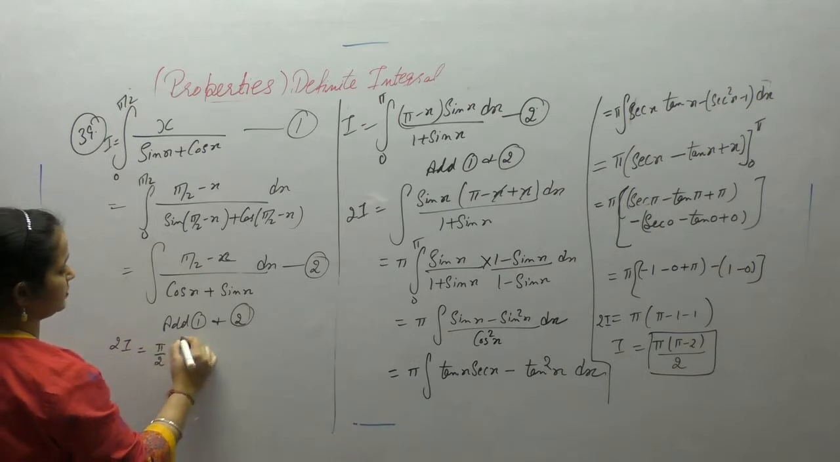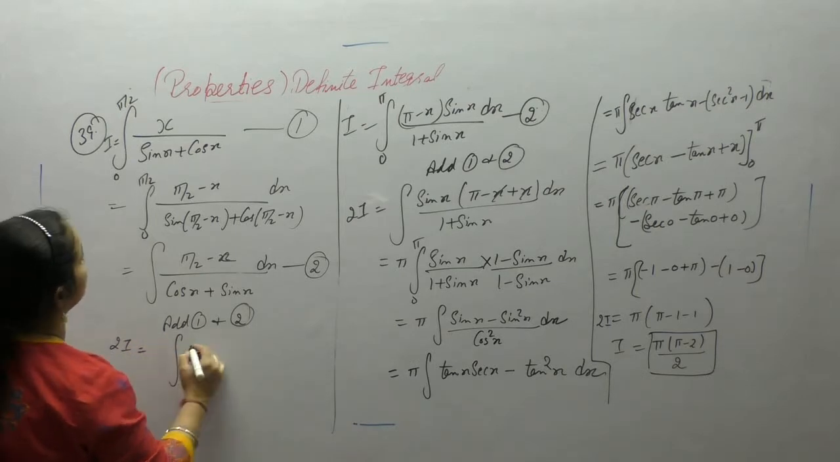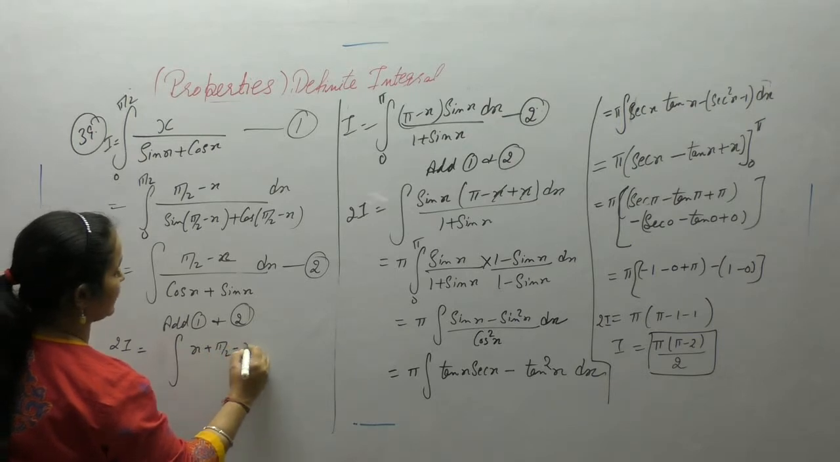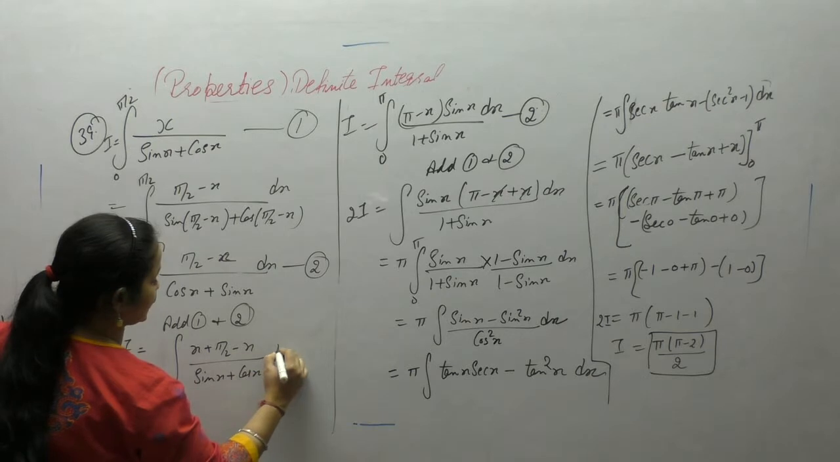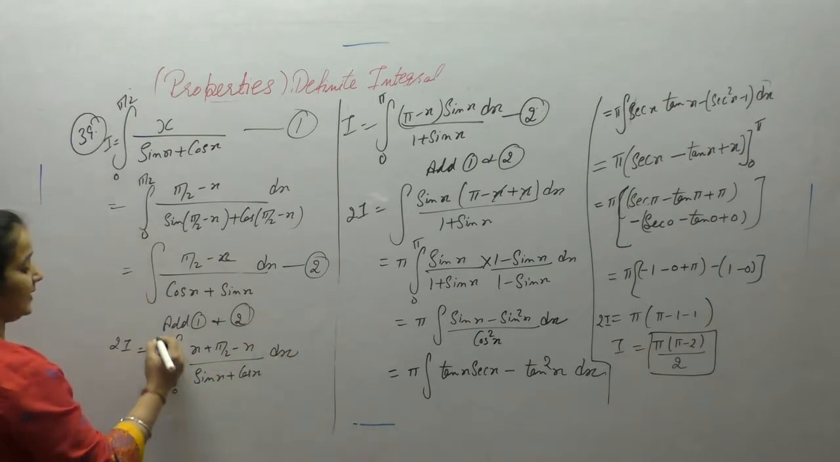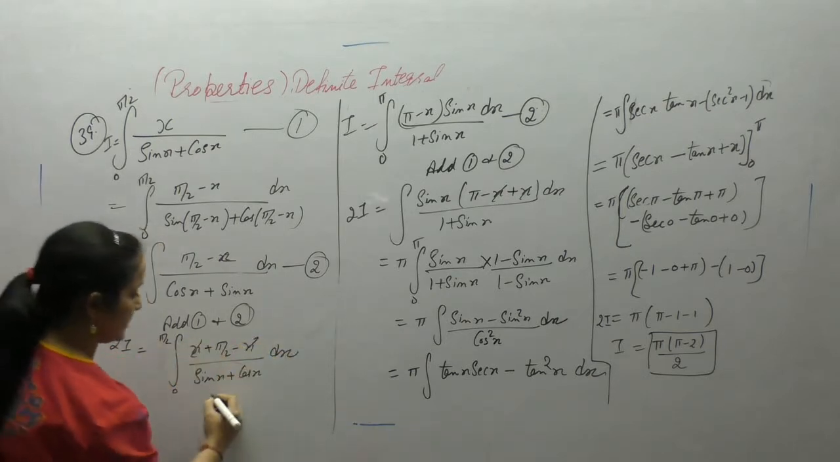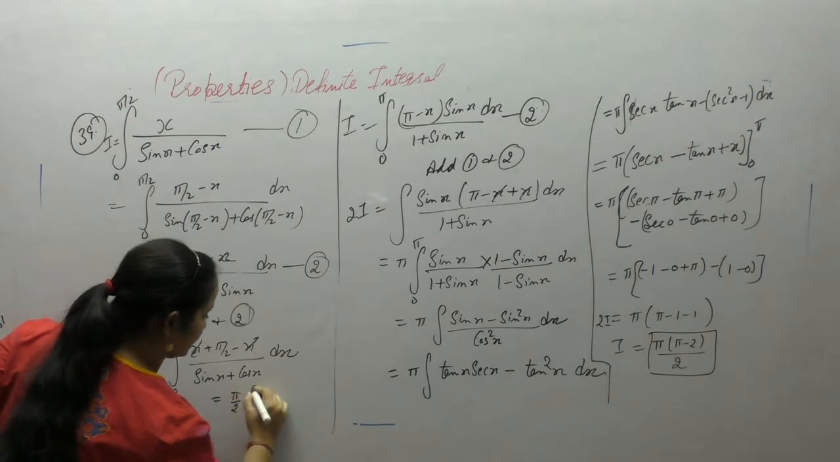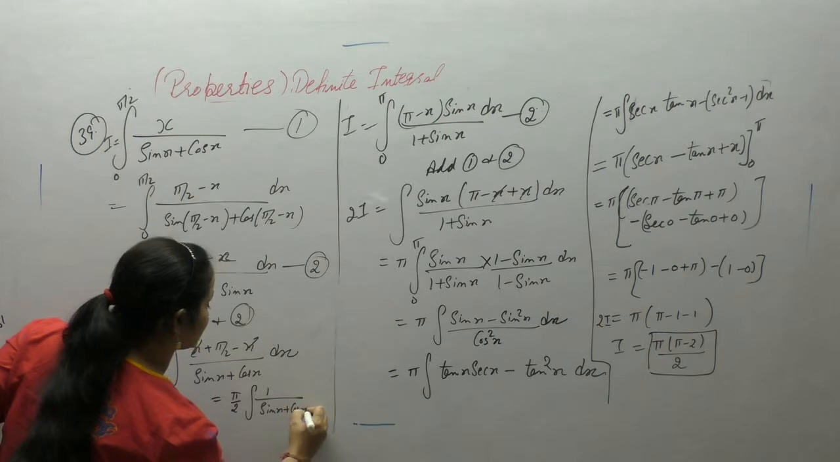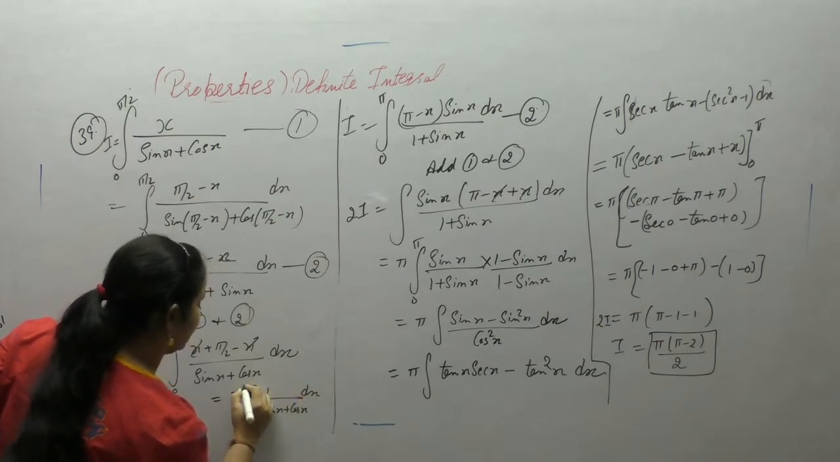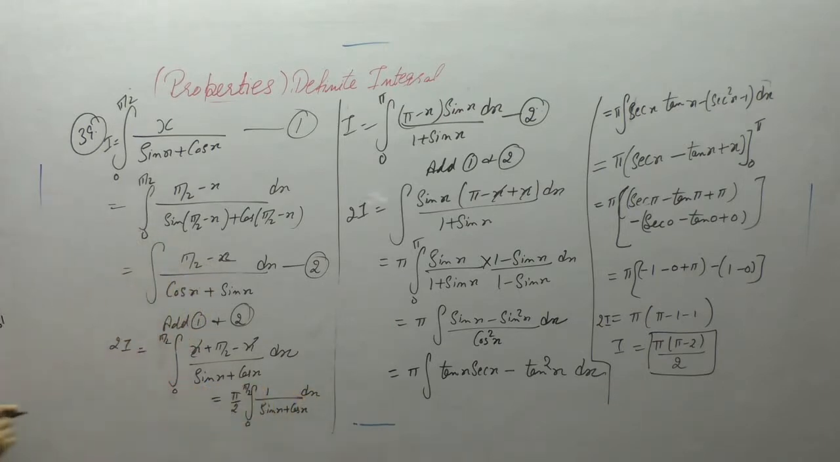Pi by 2, x plus pi by 2 minus x upon sin x plus cos x dx. Limit is 0 to pi by 2. Pi by 2 is constant. 1 upon sin x plus cos x dx. Limit is 0 to pi by 2.